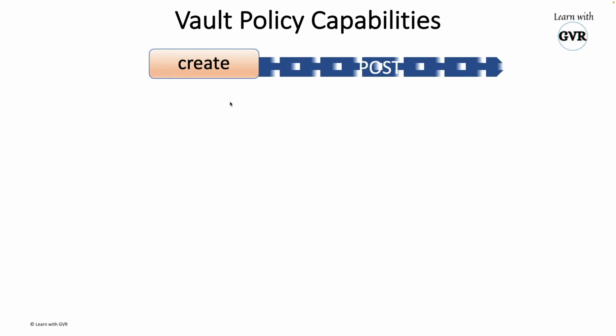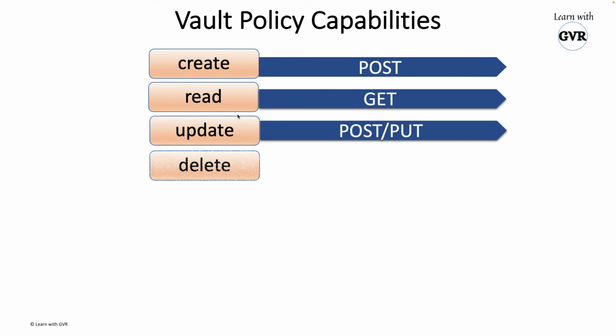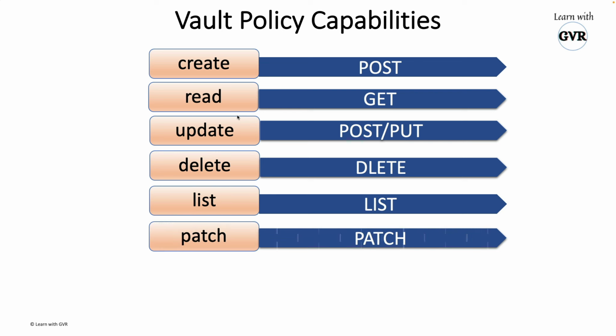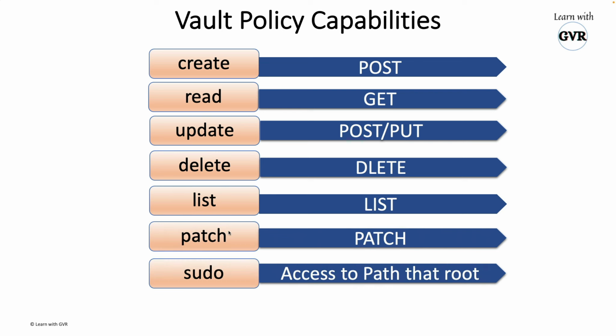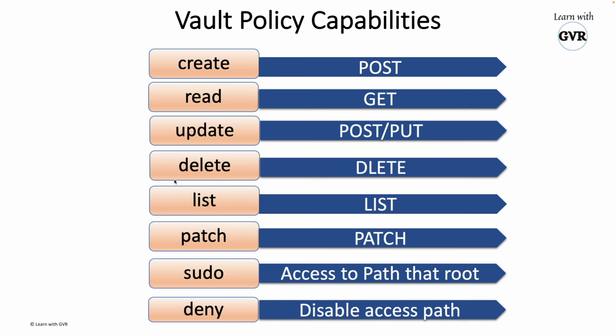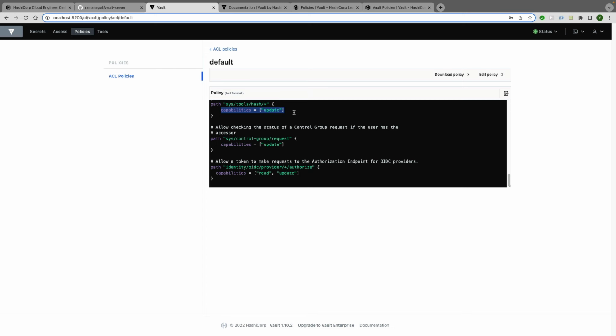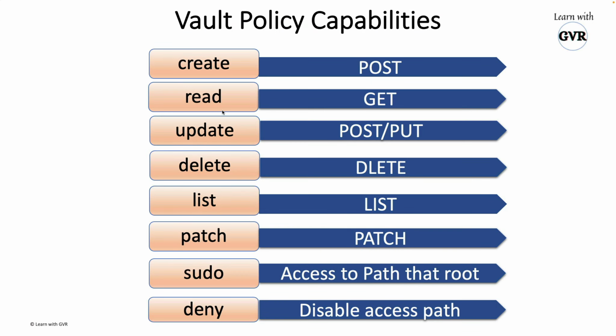Capabilities could be create, read, update, delete, list, patch, and sudo, as well as deny. These are the capabilities you can use under this; other than these values you won't be able to use. And one thing to notice, these capabilities are linked with REST API calls, REST methods: post, get, put, delete, list, patch. And other than that, there are two different ones, sudo and deny.